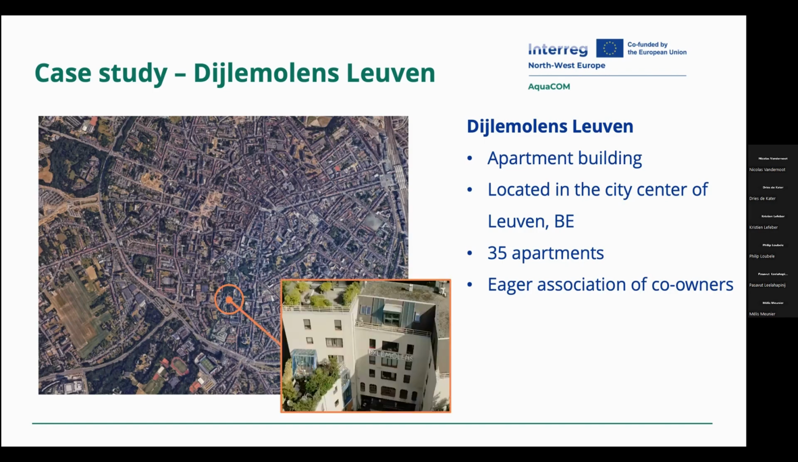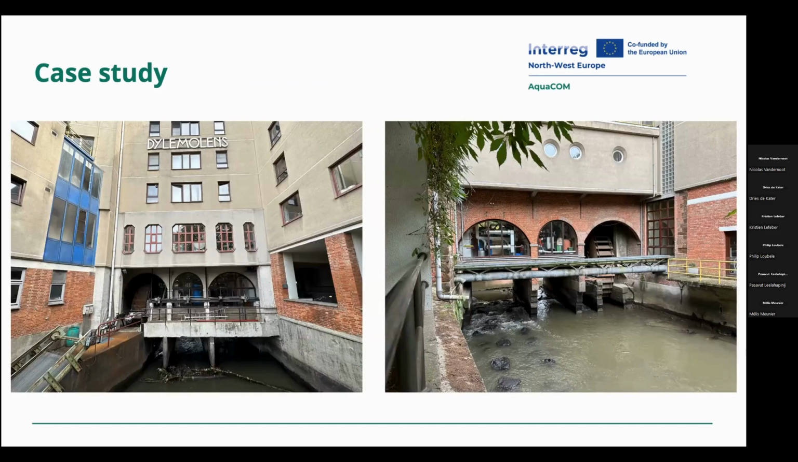You can see a picture here, and it's very important also. There was an eager association of co-owners, eager in the sense that they were very willing to have a sustainable heating source in their facility, and so they were an energy community as we are looking at in this project. To give you an idea, that's the front side and the back side of the building. As I said, the entire building is constructed over the river, so you can't be closer than that to a water source.